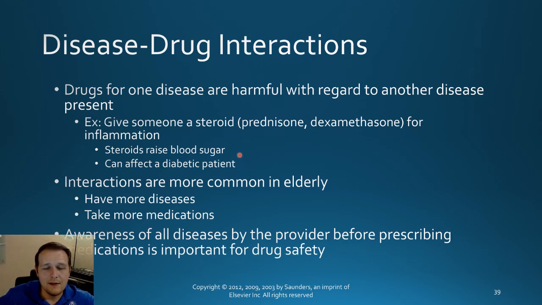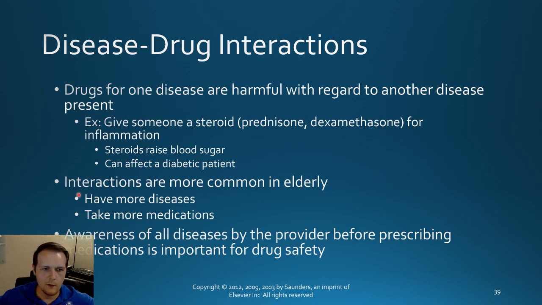Sometimes you can have drug-disease state interactions. This is an example where one drug is actually harmful to another disease state. So let's say, for instance, we have someone who we have to give a steroid to, right? So we give an anti-inflammatory steroid like prednisone or dexamethasone, and that raises their blood sugar. Well, who might that be bad for? It's bad for diabetic patients, right, who are already having issues with their sugar in the first place. This is where a drug is actually being antagonistic to another disease state for that patient.